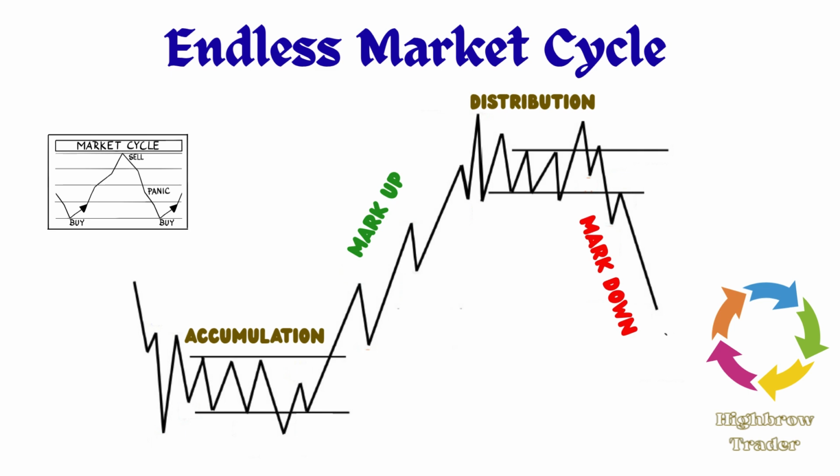After the markdown phase, the market returns to accumulation, starting the cycle again. These 4 phases repeat over and over, in every market and on every timeframe. You might see them on a 15-minute chart or on a monthly chart. The pattern stays the same. The image on screen shows this full cycle clearly. Now, let's look at each phase in more detail, with real market examples.